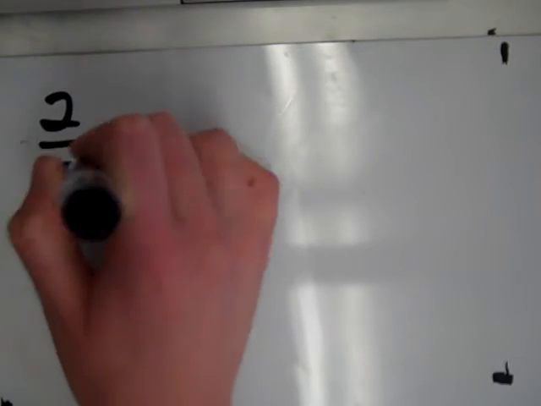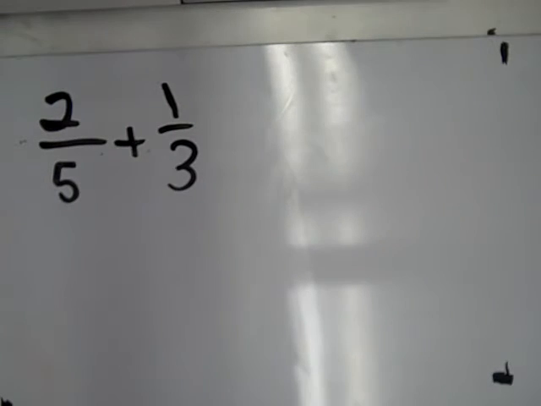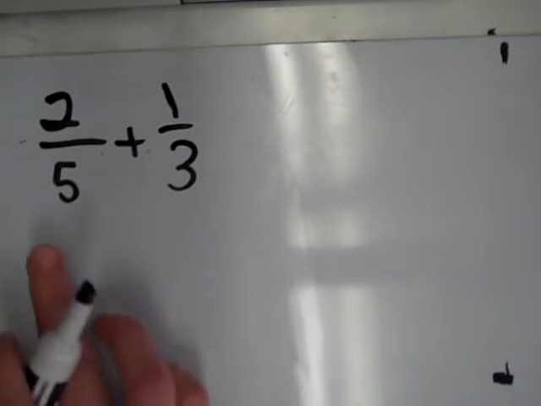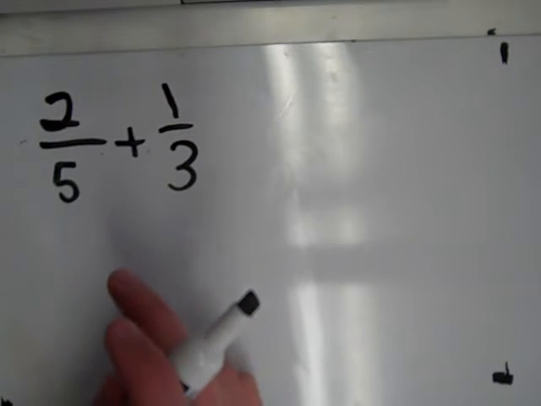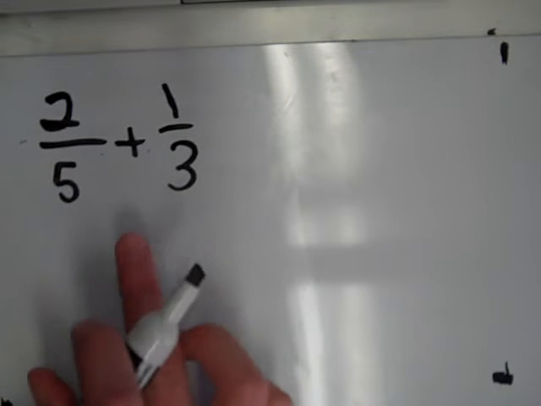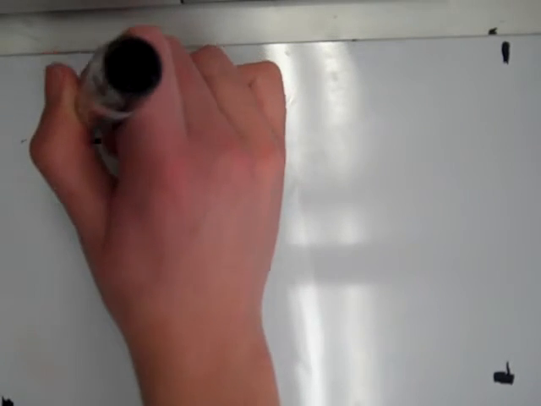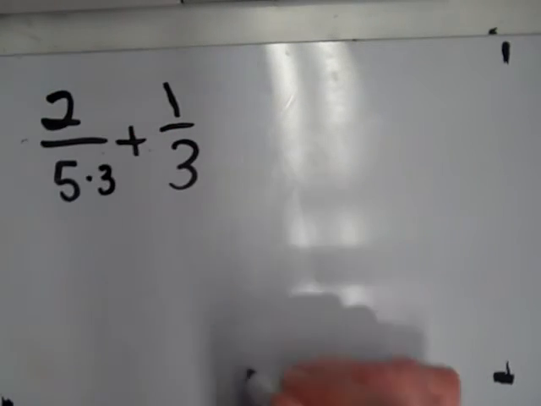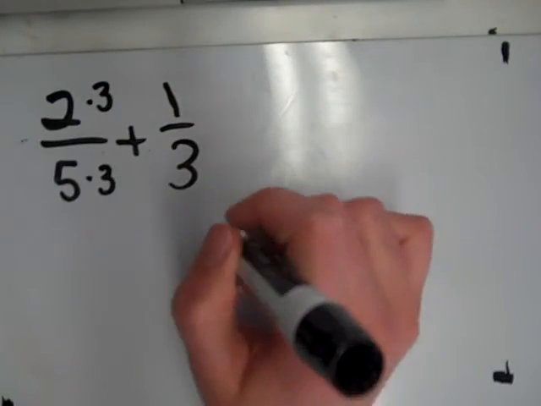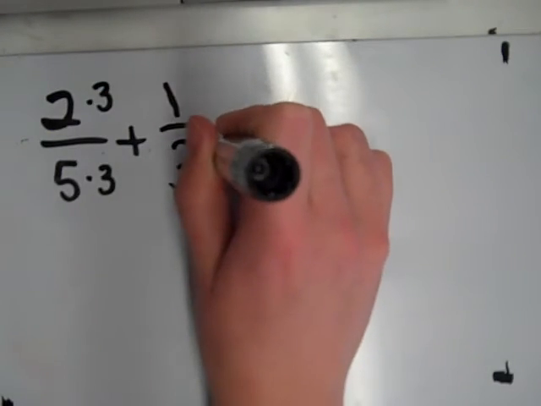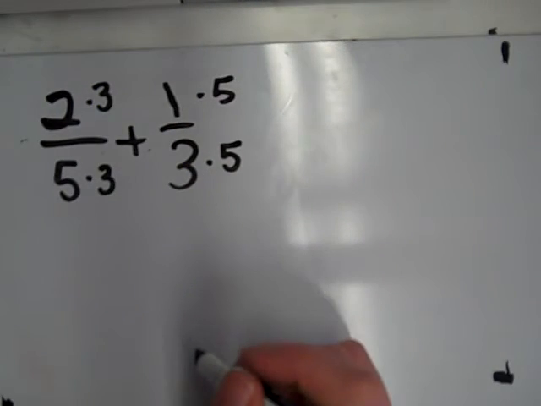If you have two fractions that you are adding together, the first step is to find a common denominator. If we have two denominators like 5 and 3, that means we need to find something that both numbers go into evenly. In this case, that's 15. So to change 5 into 15, I have to multiply it by 3. That means I have to do the same thing to the top. To change 3 into 15, I have to multiply it by 5. That means I have to do the same thing to the top of that fraction.